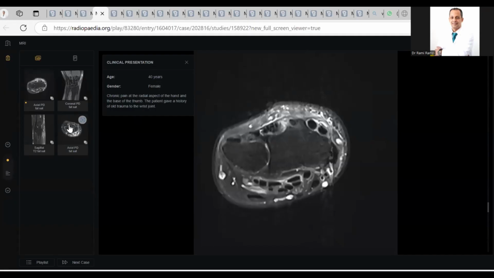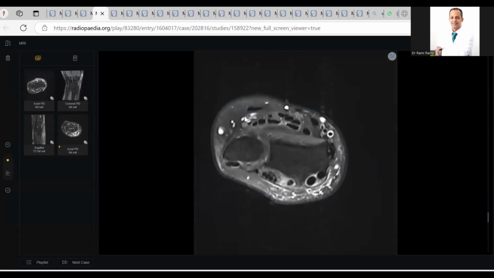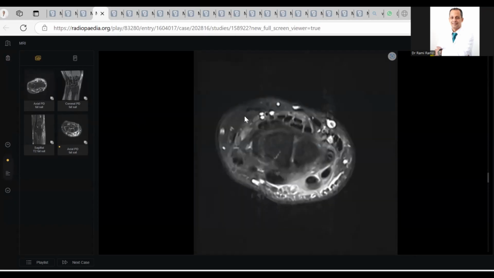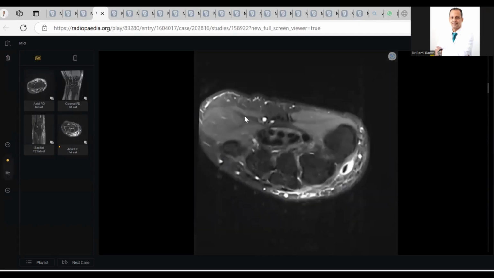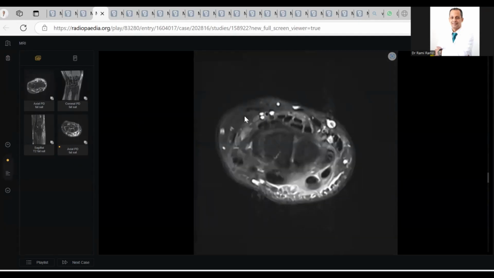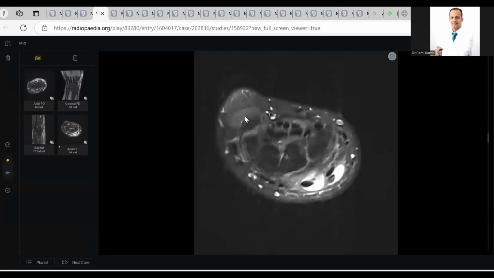Okay, 40 years old female patient with wrist pain. I have been provided with axial MRI images of a wrist. Here I can see there is evidence of hyperintense signals noted within the tendon of the peroneus longus and brevis. What's your differential? So this suggests a tendinitis.